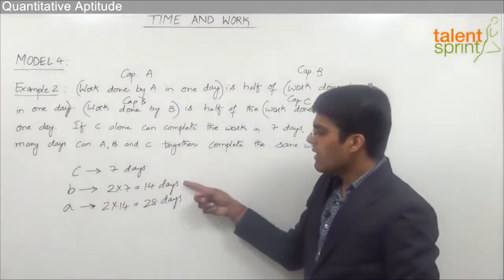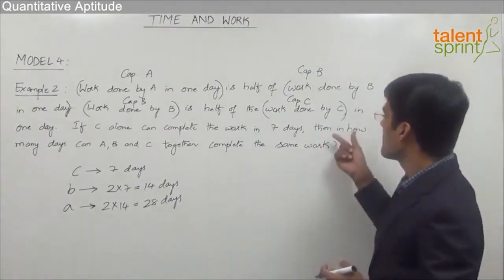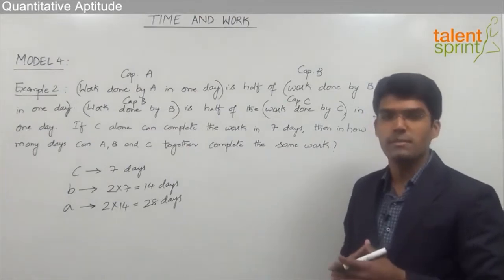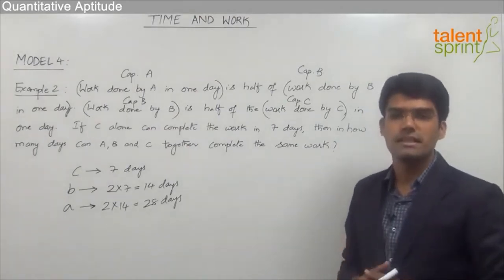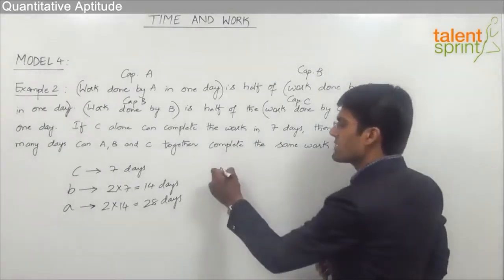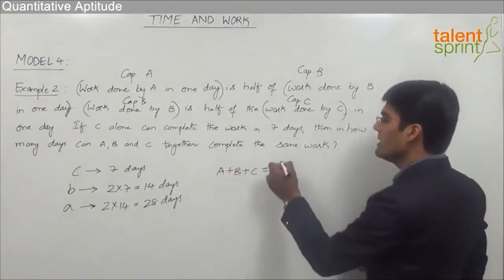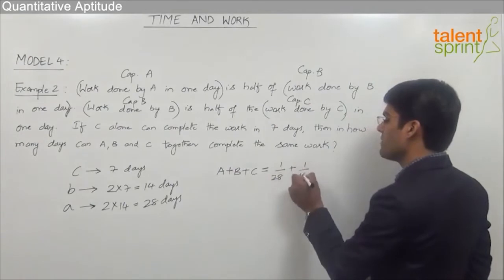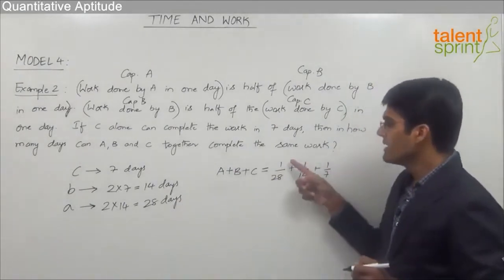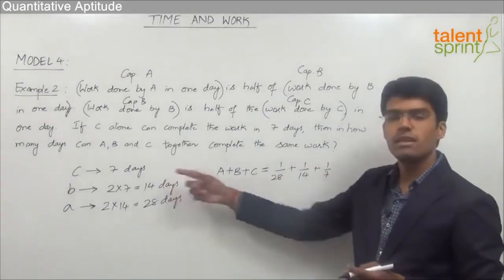So very clearly we now know the number of days required by each of these persons, and we are supposed to find out the number of days required when all these 3 persons work together. So by applying the concept of unitary method, that is the work done by a person in each day, let us find out what will be the total number of days required. So when all the 3 persons A, B and C work together, the total work done by them in 1 day will be 1 by 28 plus 1 by 14 plus 1 by 7. Because number of days of A is 28, his work in 1 day will be 1 by 28. For B it will be 1 by 14, and for C it will be 1 by 7.